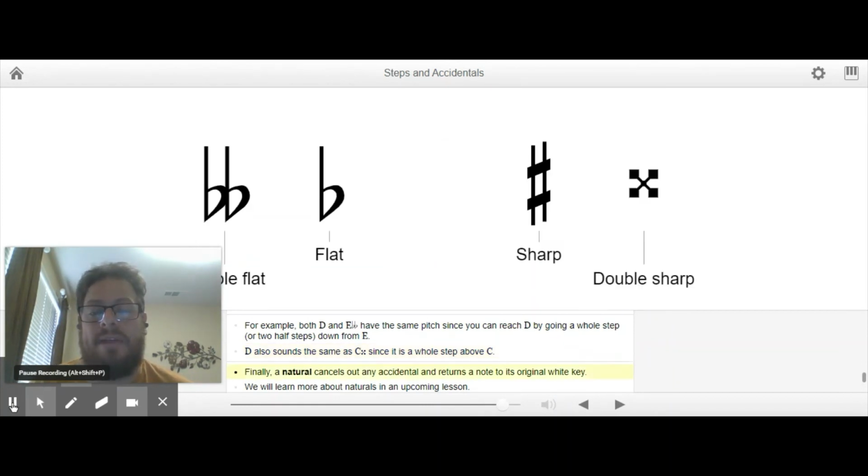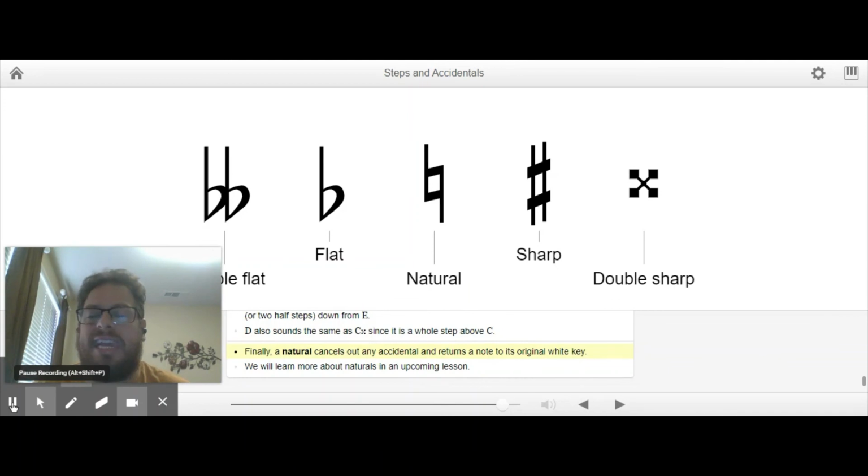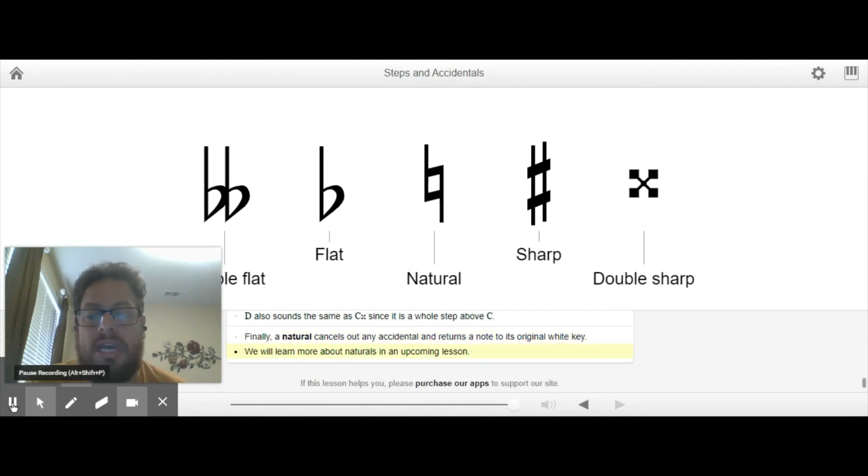Just remember that the natural sign cancels everything out. We just want to be natural. We cancel it all out and it gives it back to its original name. So say you have a B flat and now you have a natural sign, it's now a B natural. We'll look at naturals at a later time. But just remember, flat lowers by a half step, sharp raises by a half step. Double flat lowers by a whole step, double sharp raises by a whole step. Notes with two names are called enharmonics, and a natural can cancel all that out.